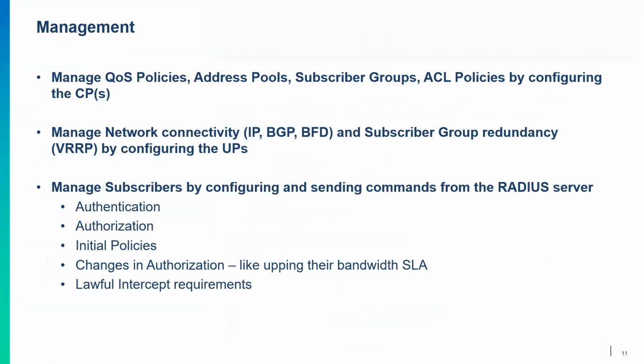So when you're going to configure the different components of the BNG, the CP manages the QoS policies, the address pools, the subscriber groups, and the ACL policies. The UP configures the network connectivity: IP, BGP, BFD, and subscriber group redundancy, VRRP. Subscribers are managed by configuring and sending commands to the RADIUS server. So authentication, authorization, initial policies, changes in authorization, and lawful intercept requirements. That's how you can think about managing the different components of the BNG.